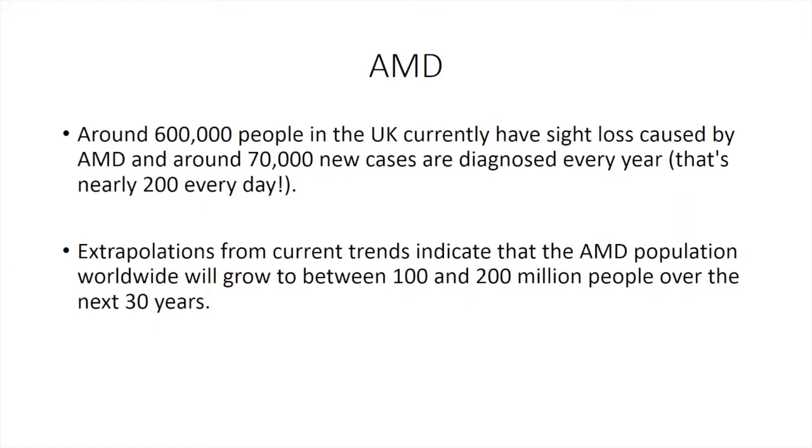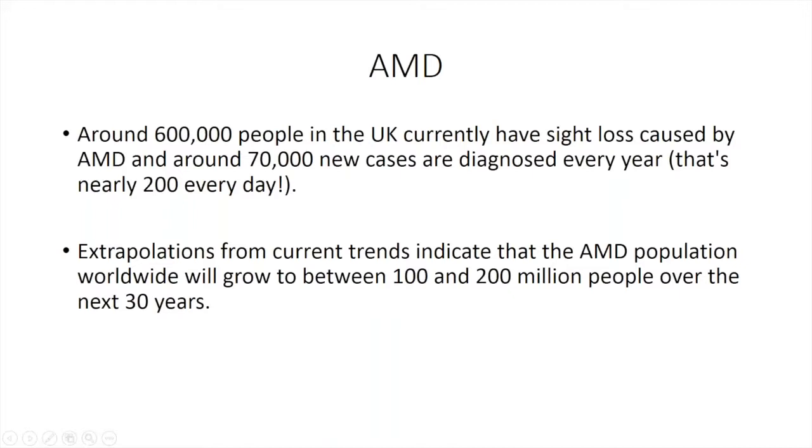So we know that it's a big issue, and if we add up the numbers that are referred to for the various different conditions, it's millions and millions. So it's a hugely important issue, eye health, and it's not going to go away, especially with the aging population. If one extrapolates from current trends of the incidence of AMD, it seems that the population worldwide will grow to between, obviously it's massively different, 100 and 200 million people over the next 30 years.